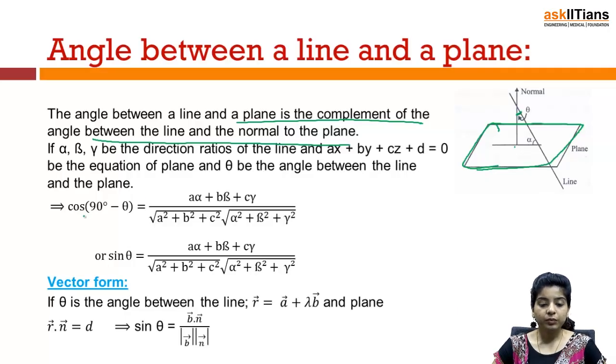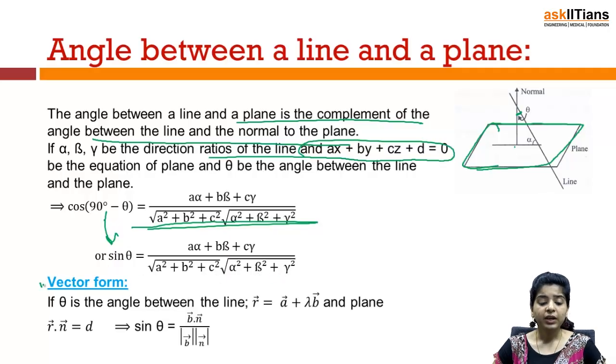So we find out: if alpha, beta, gamma are the direction ratios of the line, and this is the equation of the plane, and theta is the angle between the line and the plane, then cos(90 minus theta) is (a alpha plus b beta plus c gamma) by under root of (a square plus b square plus c square) under root of (alpha square plus beta square plus gamma square). And cos(90 minus theta) is sin theta. So sin theta is (a alpha plus b beta plus c gamma) by under root of (a square plus b square plus c square) under root of (alpha square plus beta square plus gamma square).